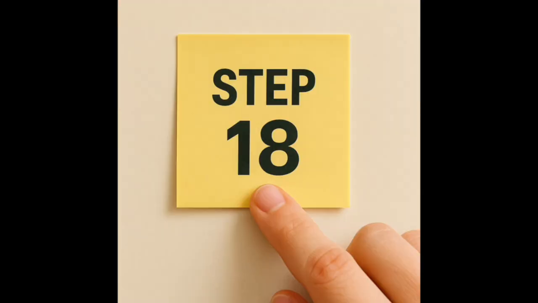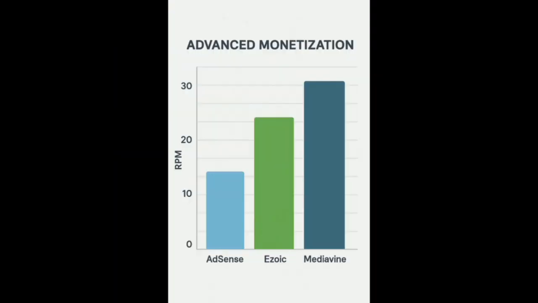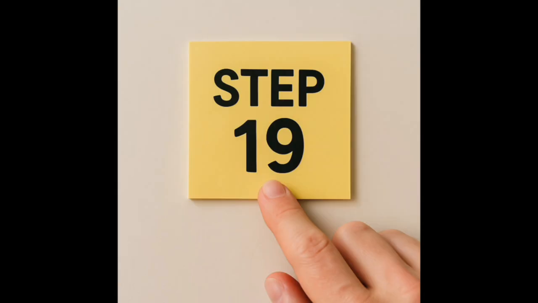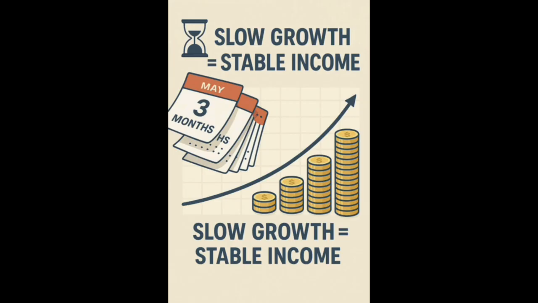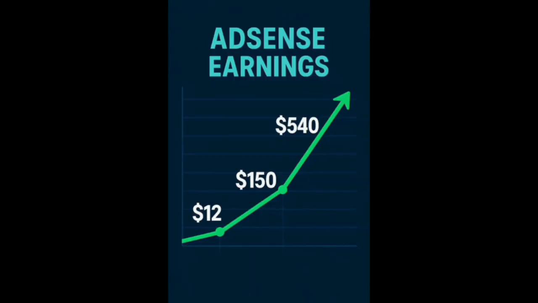Step 18. Use tools like Ezoic or Mediavine post threshold once you grow. Ezoic or Mediavine offer better RPMs than default AdSense, but you'll need decent traffic first. Step 19. Protect your site from bots. Use Cloudflare or CAPTCHA to block fake traffic and reduce invalid clicks. Step 20. Patience is profitable. Takes 3 to 6 months for most AdSense strategies to gain momentum. Stick with it, improve weekly, and reinvest your time.